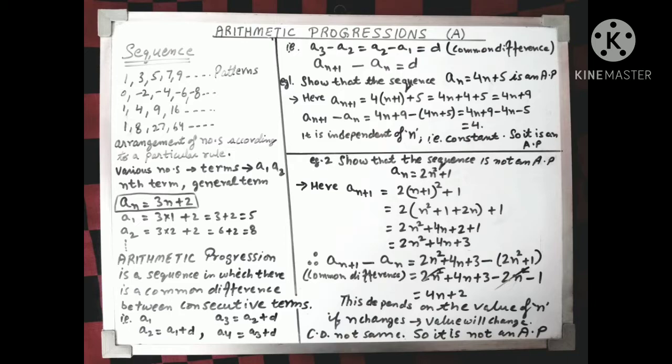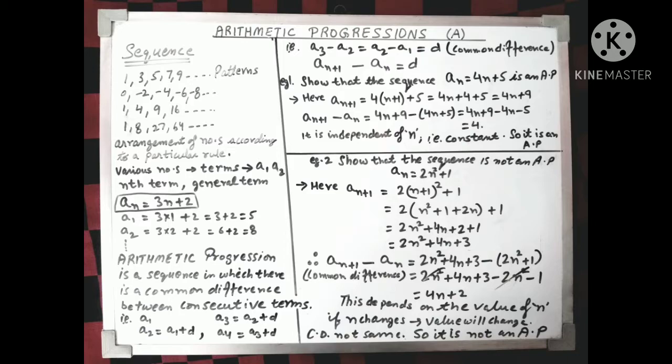Let us see the other example. Next one. We have the question as, show that the sequence defined by a_n = 2n² + 1 is not an AP. So we will proceed as follows. We will write the nth term is equal to 2n² + 1. Again we will replace n by n + 1, and we will get the (n+1)th term as 2 into (n + 1) whole square plus 1.